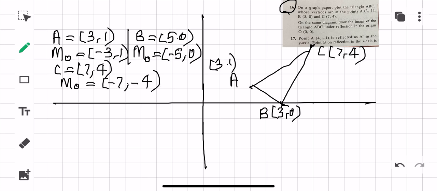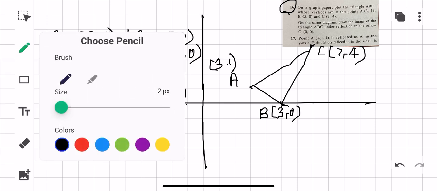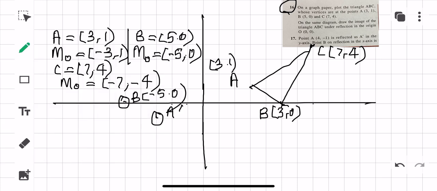How are you going to plot this? So A is -3, -1. This will be your first point, that is A dash. Okay, and then what else, children? Point B will be -5, 0. So this is 1, 2, 3, 4, 5. This will be your second point, that is B dash, which is -5, 0. And then we'll be looking at the third point, that is our point C, which will be given by -7 and -4. So this is 1, 2, 3, 4, 5, 6, 7. So this is our -7 and then -4 is this.